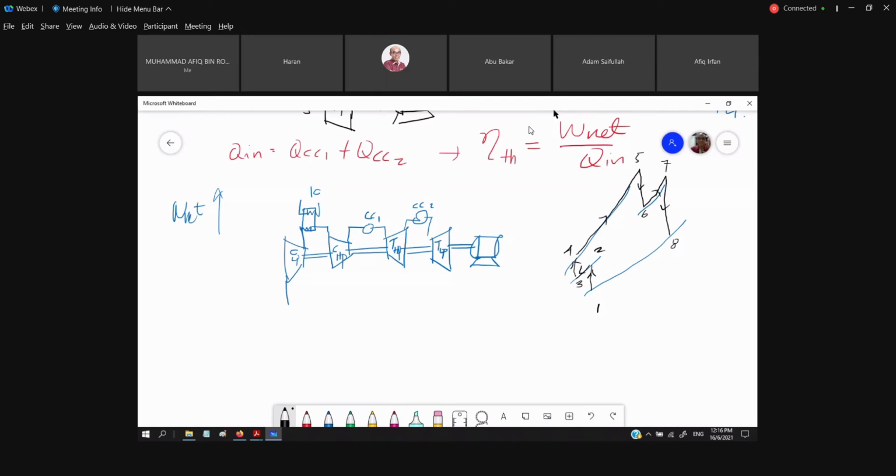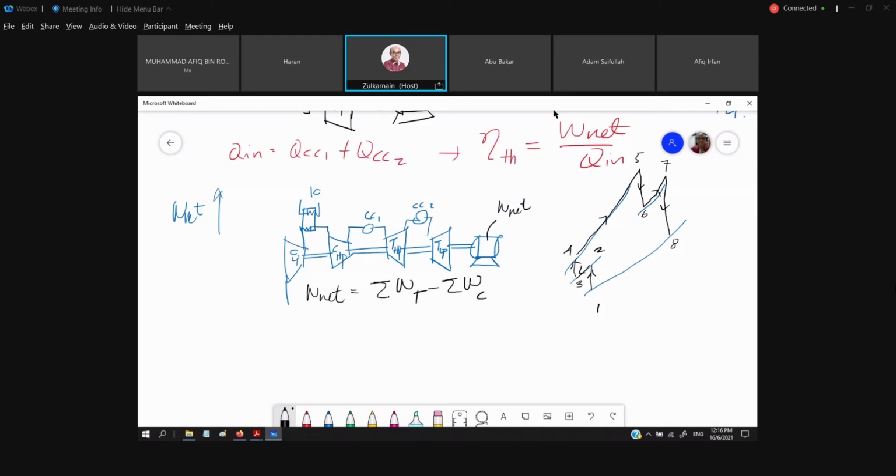Okay, so as far as the W net is concerned, what is W net? The W net is equal to the sigma work from the turbine minus the sigma work of the compressor. So the turbine work minus the two compressor work, and we get the W net. So here is our W net.